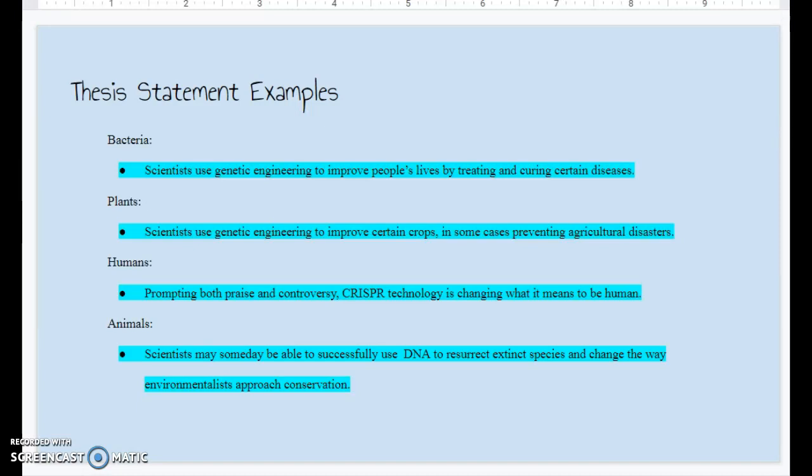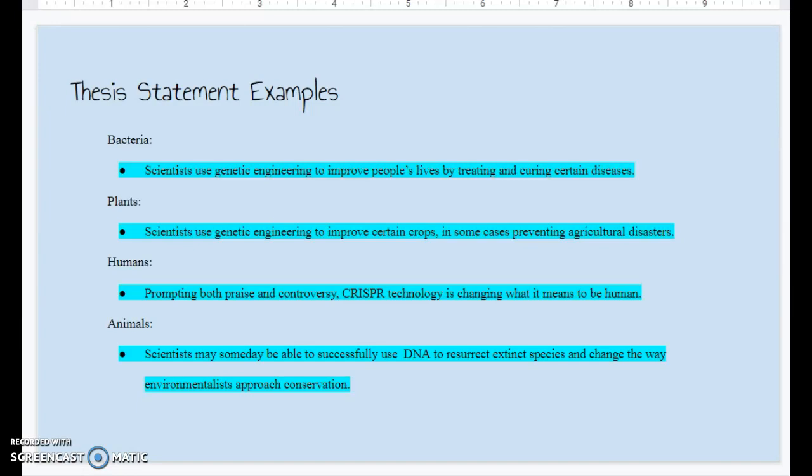And here's the humans one. Prompting both praise and controversy, CRISPR technology is changing what it means to be human. So the wording here leaves it pretty open, so we can go and talk about both the overall praised parts of CRISPR, and also you could talk about some of the controversy of CRISPR.